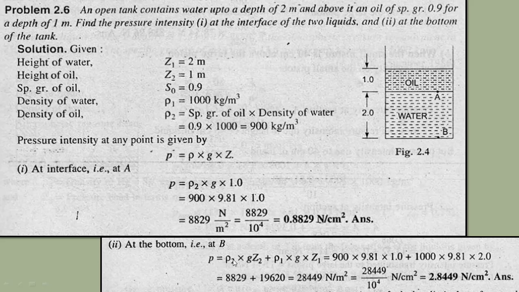Now at the point B, at the bottom of the tank, P is equal to rho 2 into G into Z2 plus rho 1 into G into Z1. G is acceleration due to gravity, Z2 is the height of oil. Plus rho 1 G Z1 means both the intensities are added: the intensity due to this liquid and the intensity due to this liquid, both we are adding here, so it will be calculated.